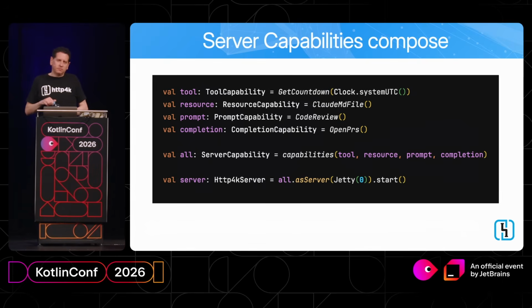And server capabilities, of which a tool capability is one, compose. So we've got tool capabilities here, and we've got resource, prompt, and completion capabilities. I'm not going to go through the rest because they're broadly similar to what you've already seen. But they're all server capabilities as the super interface. And we can compose them together using a capabilities top-level function, which will compose them all together, provide routing, and give us a server capability back. That server capability can be converted via an extension function into a server and started up.